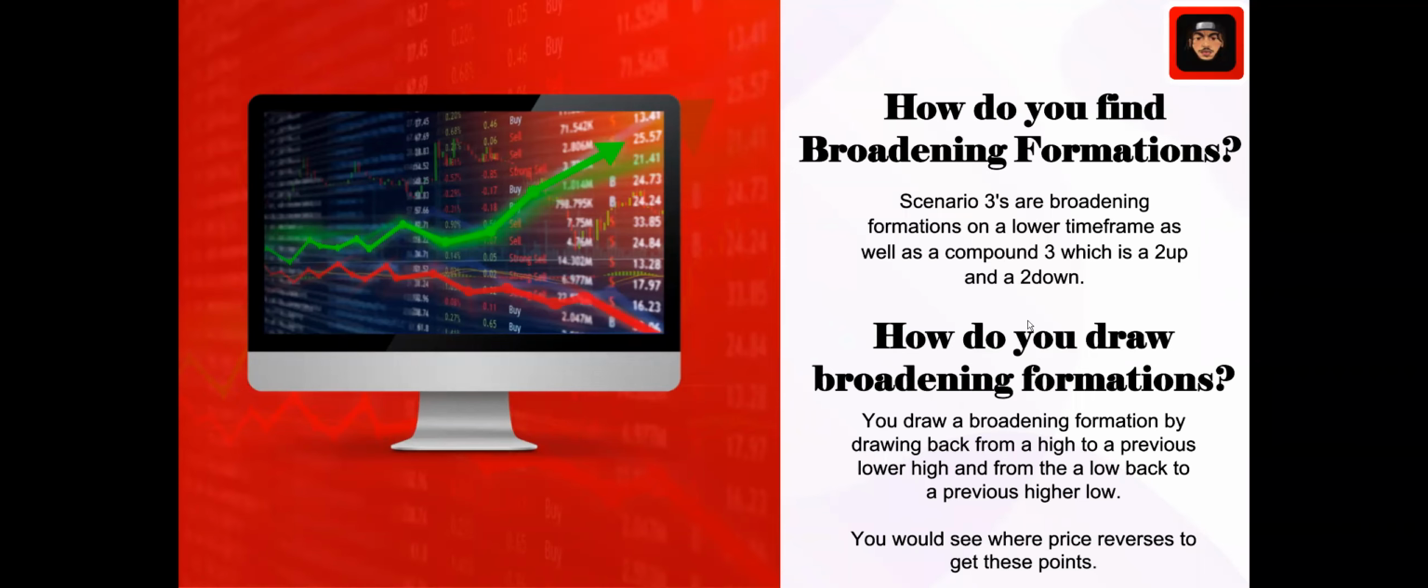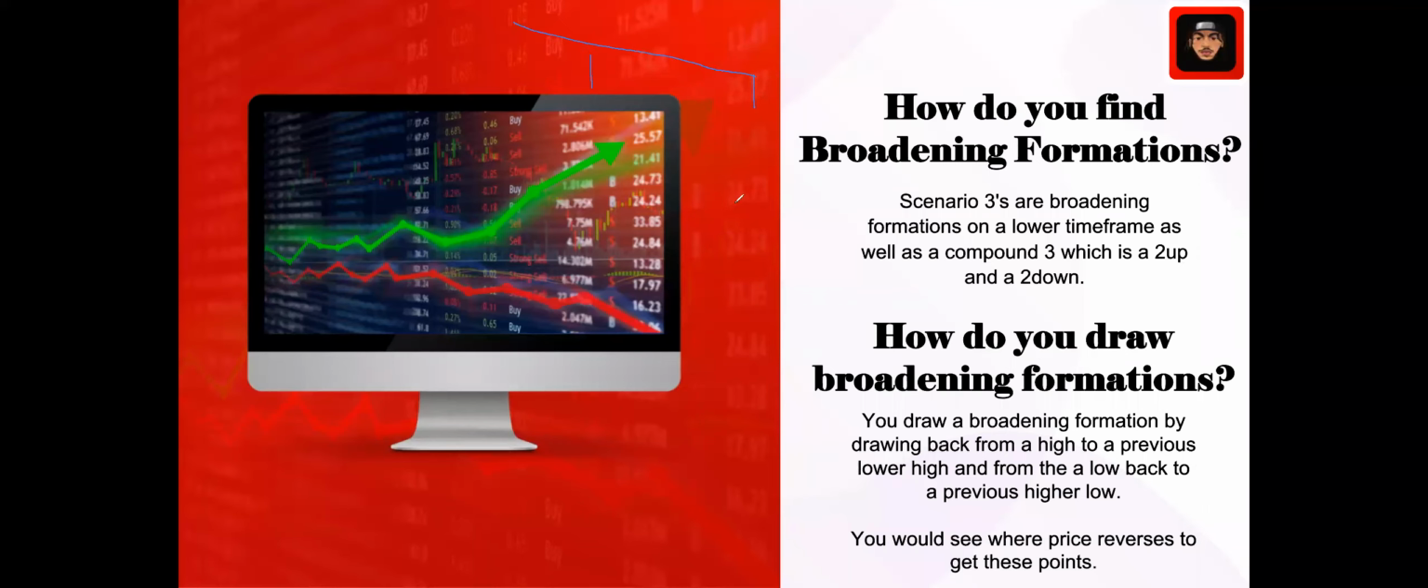So how do you draw it? The way I teach to draw a broadening formation is, one, you have to draw from a high to a previous lower high. You can't draw from a high to a previous higher high. That's when you start to get these angles right here. Let me show you what I'm talking about. If you're drawing from a high, let's just say this is a high, and you draw to a higher high, you're going to get like a channel.